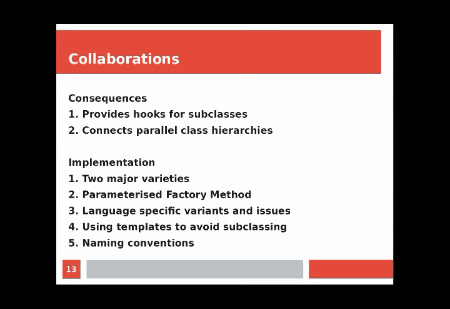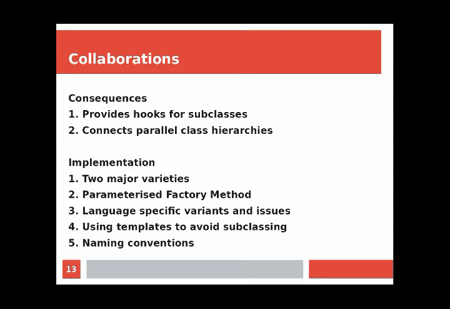Then the implementation. We will see here some issues when applying the factory method pattern, in which first are two major varieties. The two main varieties of the factory method pattern are, first, when the creator class is an abstract class and does not provide an implementation for the factory method it declares. And the second is when the creator is a concrete class and provides a default implementation for the factory method. It's also possible to have an abstract class that defines a default implementation, but this is less common.